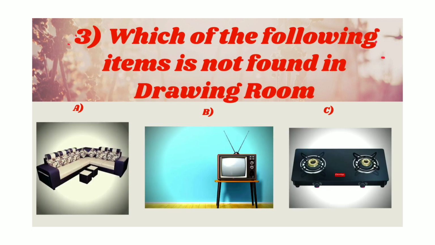Now the next question, which of the following items is not found in drawing room? Okay, from these three options, A, sofa set, B, television, and C, gas stove. From these three, which of the items is not found in a drawing room? Yes, the correct answer is C, gas stove. It is not found in the drawing room, but it is seen in the kitchen.